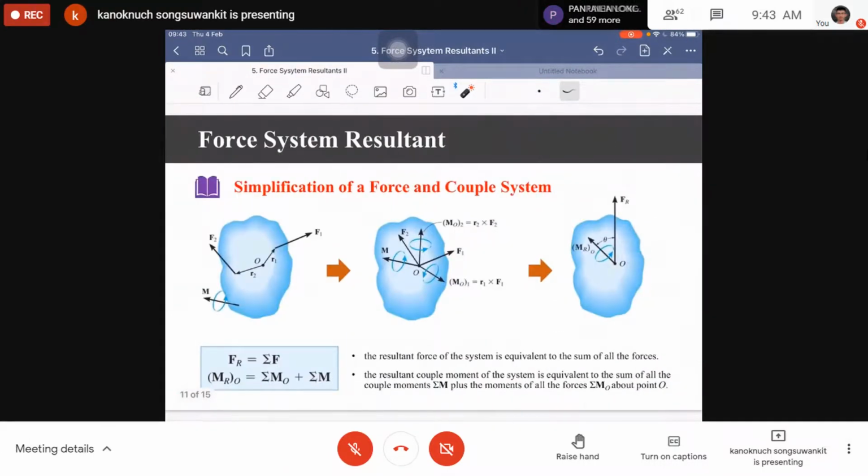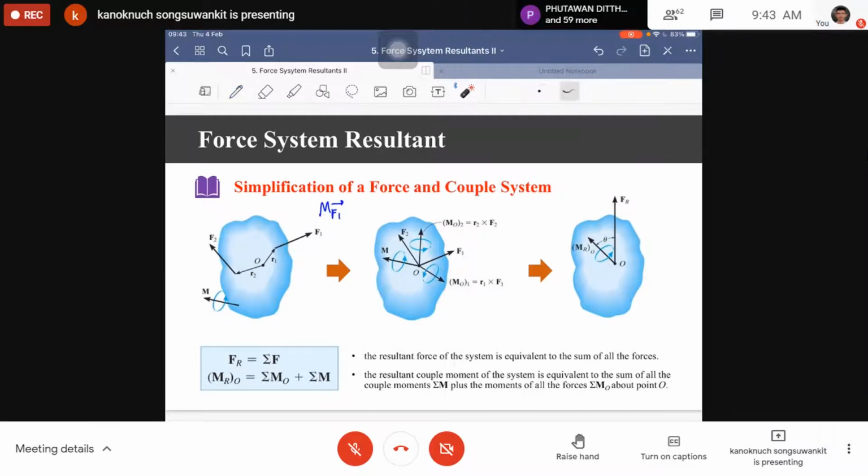Okay, so we can use this method of equivalent system to move the forces to any point in space. For example, on this figure, if we want to use the point O as the reference or the rotation point, the force F1 can be moved to point O, but it must produce one couple moment MF1.